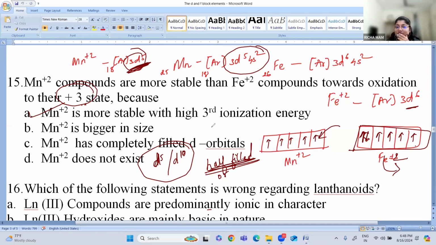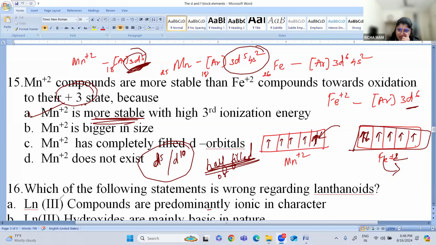So it is more stable. When you are removing the third electron, it is very difficult because it is in its more stable state. So option number A is the correct answer. Whoever answered option number A, Akhila has answered, Shri Varuni has answered. Very good. I hope you have understood. Remember that whenever you have a half-filled system or completely filled system, it will be in its more stable state.